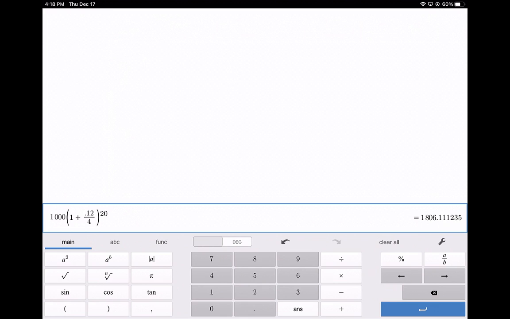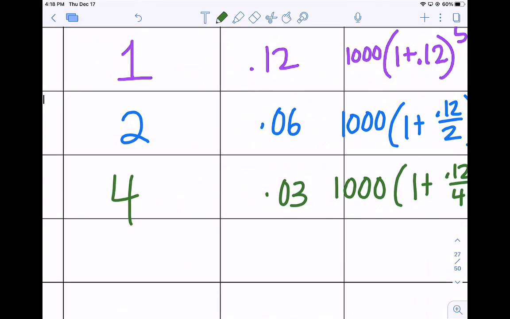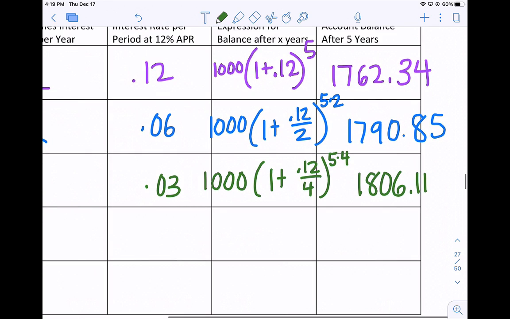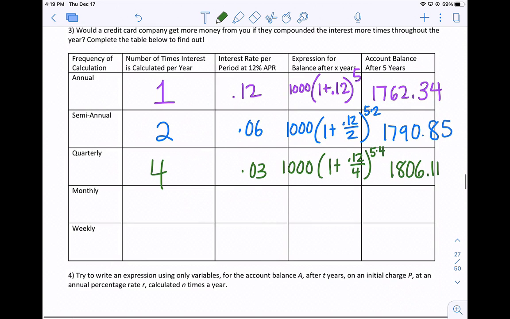All right, so there it is. Oh, look, they've made more interest off us. It's $1,806.11. Let's type that in. $1,806. So we can see that, yes, calculating the interest 3% 4 times a year, they're going to get more money from us. All right, let's do monthly and weekly.